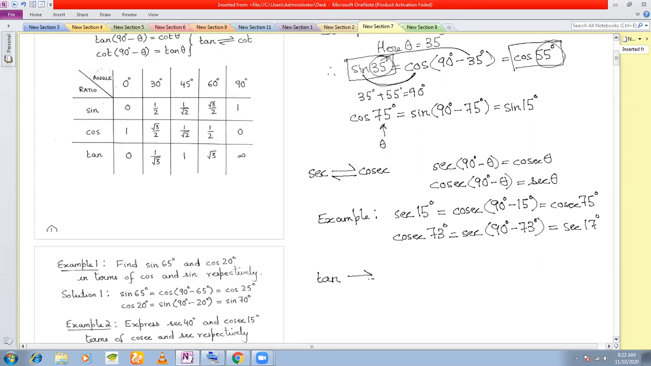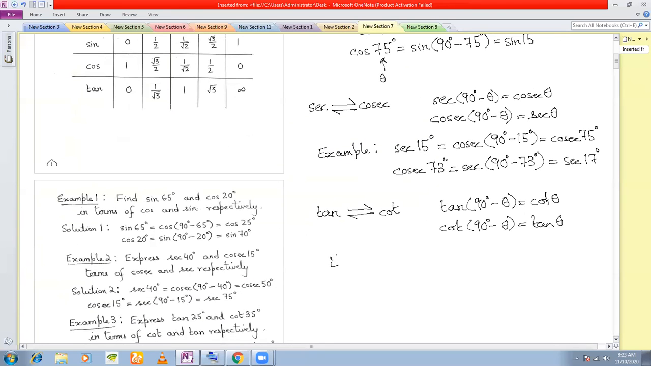These you must remember, okay? Tan can change to cot and cot can change to tan. So if I want to express, tan 90 degree minus theta will change to cot theta, and similarly cot 90 degree minus theta will change to tan theta. That's the rule, that cot can change to tan.